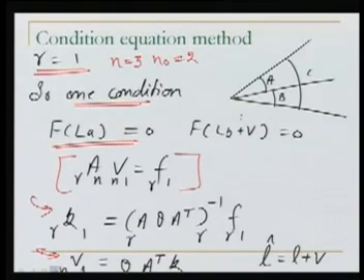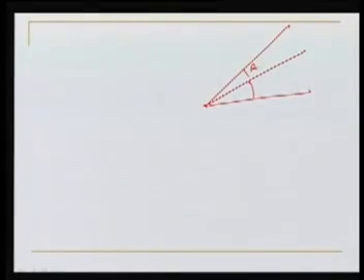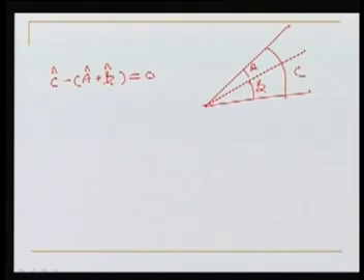Let's write the condition. Our observations are A and B, and C is the third observation. Now what is the condition here? The condition here I can write as C hat minus A hat plus B hat should be equal to 0. Is it not? Because these are the adjusted observations, or the estimates of the observations. If these are adjusted observations, then they should satisfy this condition.